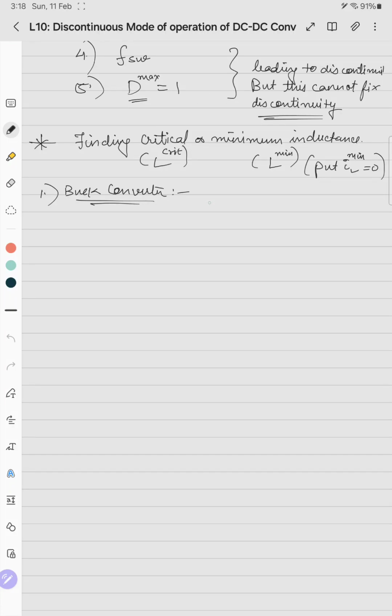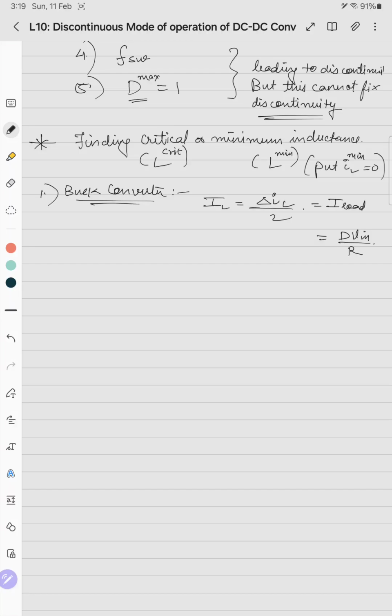So what? I_L minimum, that is capital I_L minus delta I_L by 2. Capital I_L is what? I load, which is V0 by R. V0 is D Vin, so D Vin by R. We have to write it in the most simplified form. We don't have to keep it in the form of I load or V0. V0 can be further replaced as D into Vin.